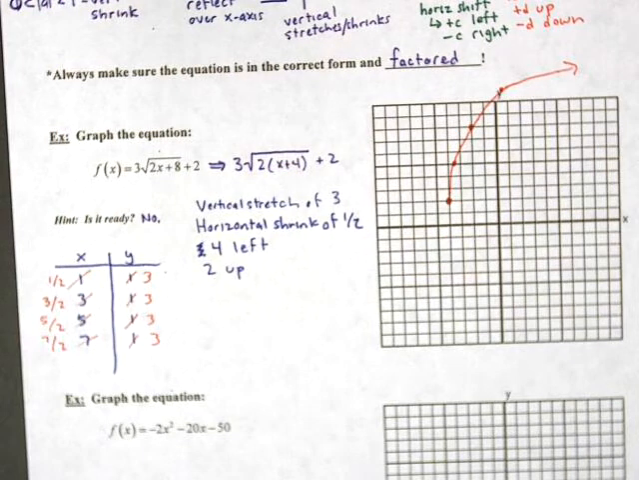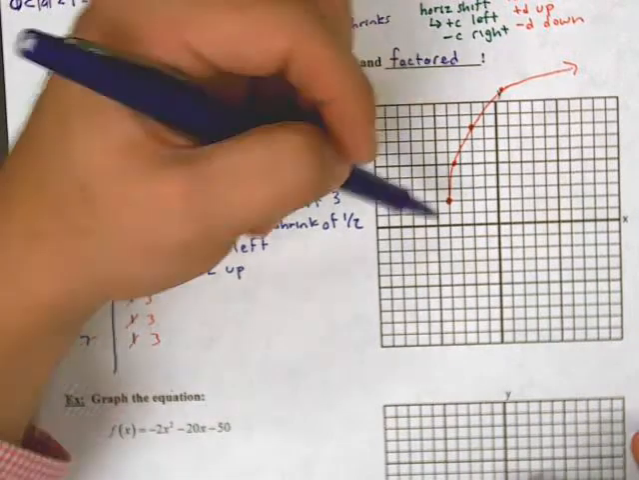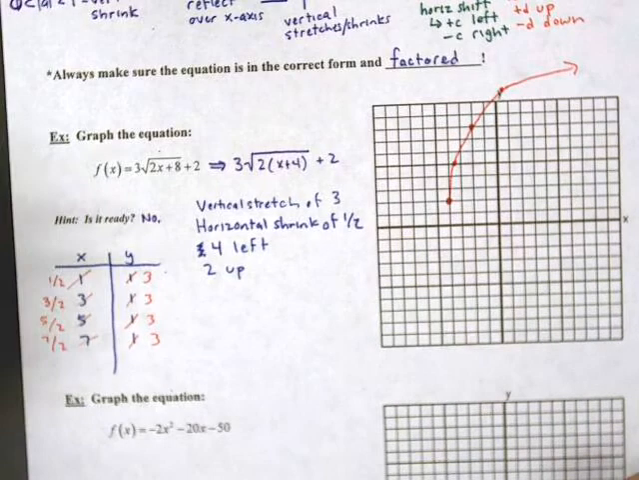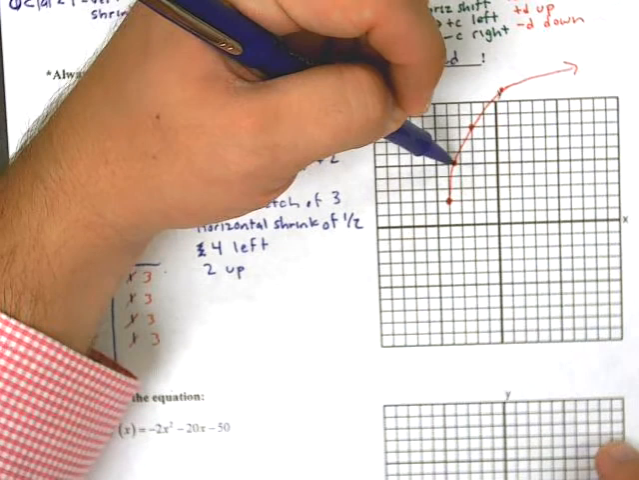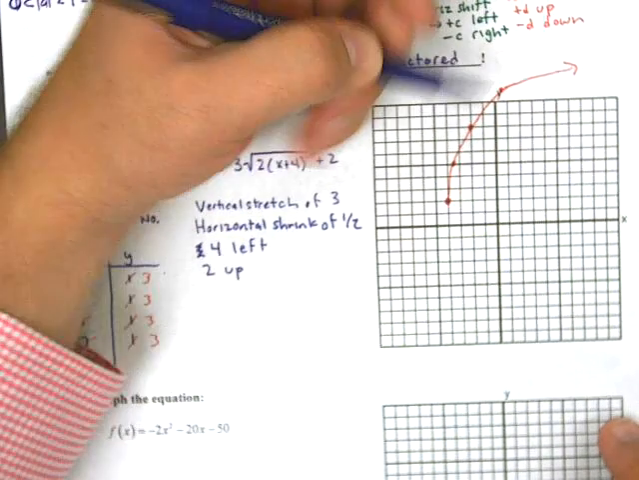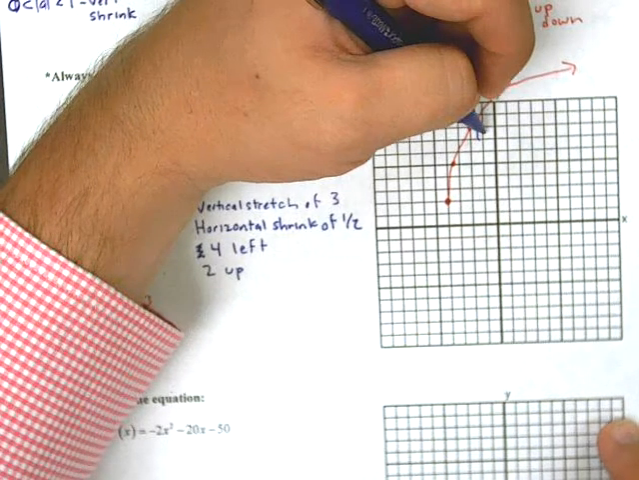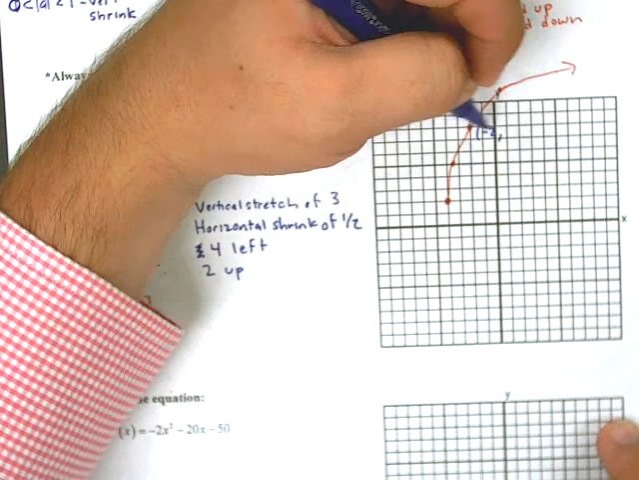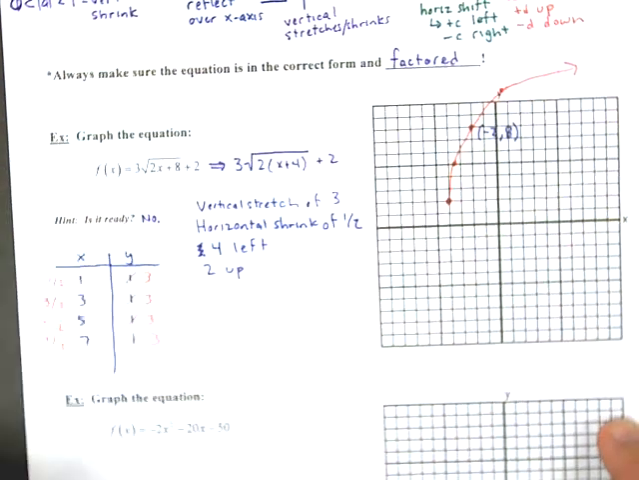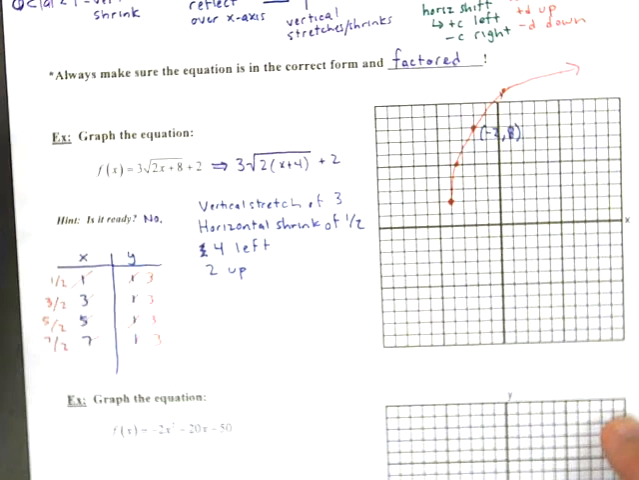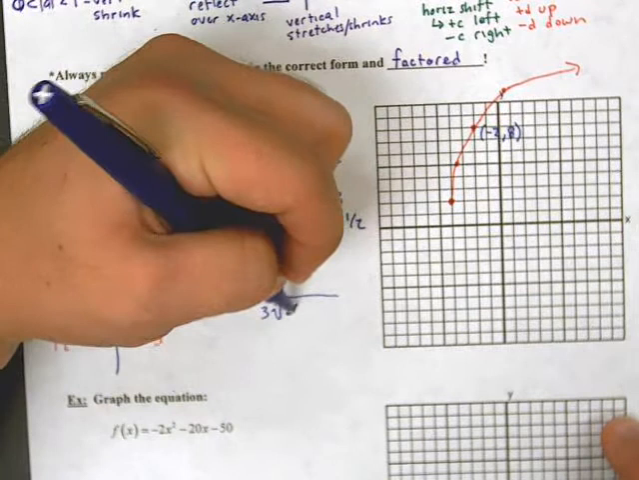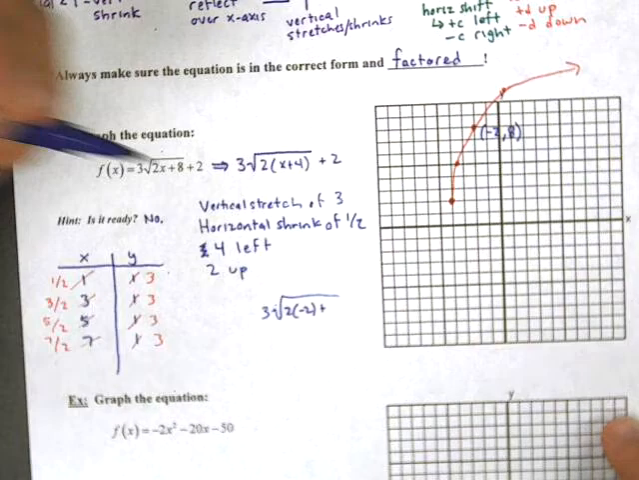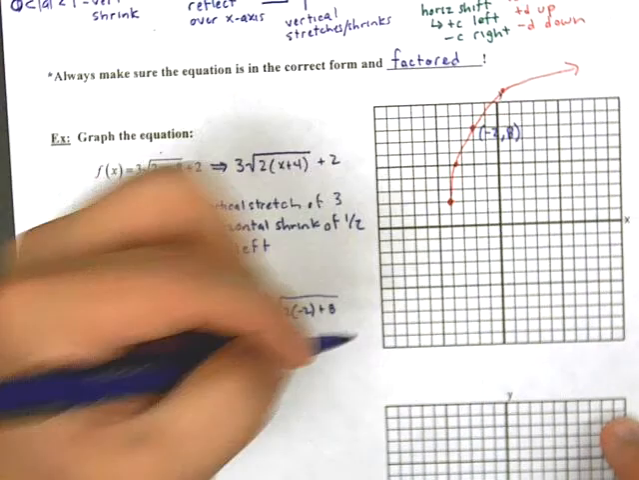Now one thing that I would suggest doing is to find a point that's on your curve and plug it into the original to see that it makes sense. This one might be kind of tough because it's a fraction, but something like this, which is at -2, 8, let's see what happens if we plug it back into the original. Alright, so 3 square root of 2 times -2 plus 8, plus 2.